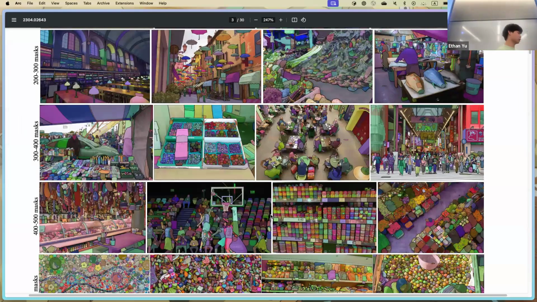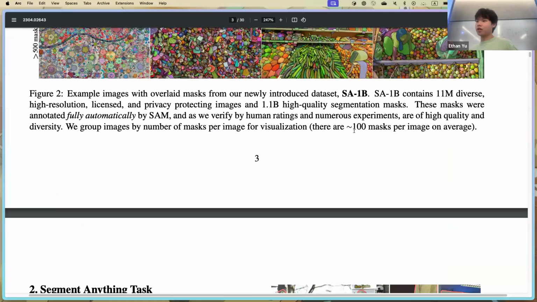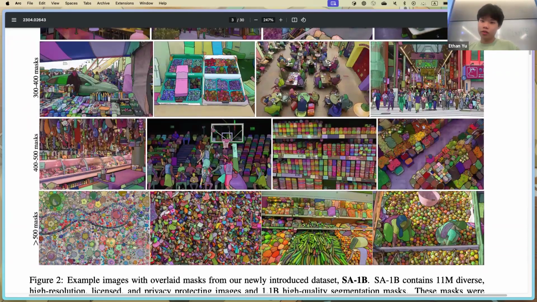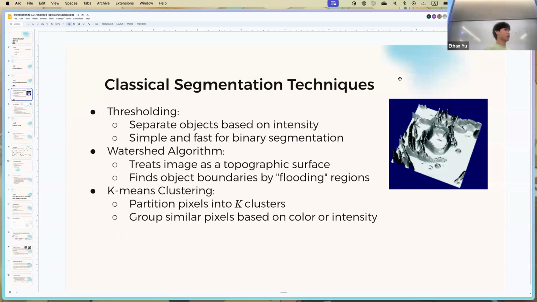And before, we had these big foundation models that were trained on, I think, 10 million images or maybe something. Oh yeah, here: 11 million images with 1.1 billion high quality masks, so segmentations. That's a huge amount of data, right? So before we had all this compute and all this data to make these nice foundation models, we had to resort to more classical segmentation techniques.